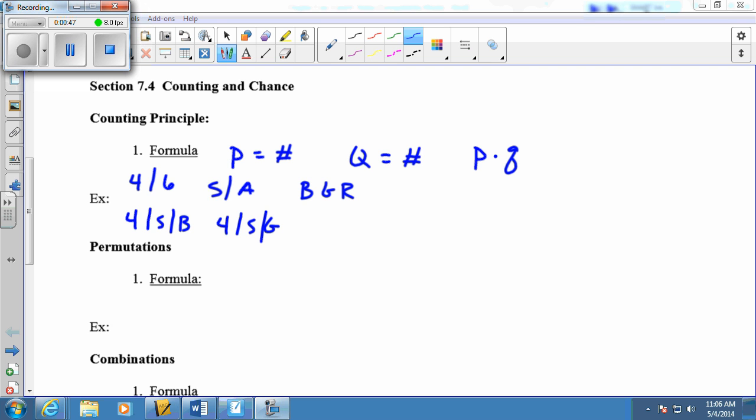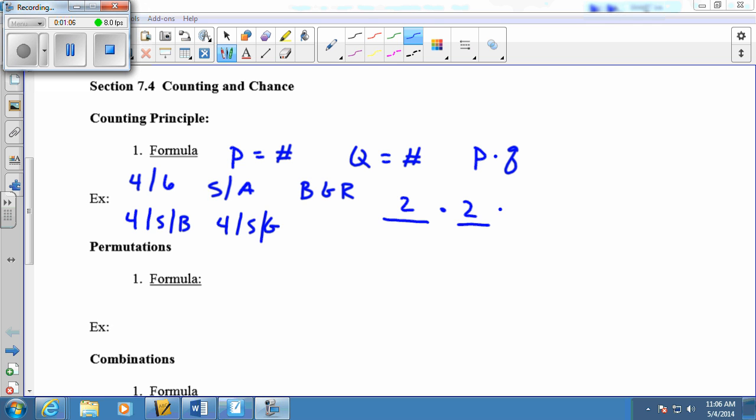It's too difficult to list all these out. We could do it. It would take a while. But instead, we just look at it like this. My first thing I get to pick is if it's a 4-cylinder or a 6-cylinder. I have two choices. Two that I will multiply in my next event, Q, which is a standard or an automatic transmission. Again, multiplying it by 2.